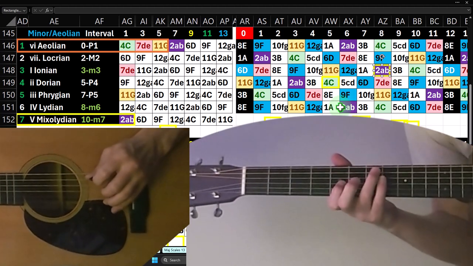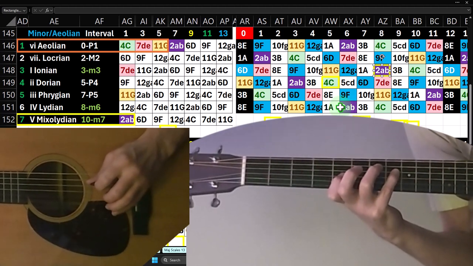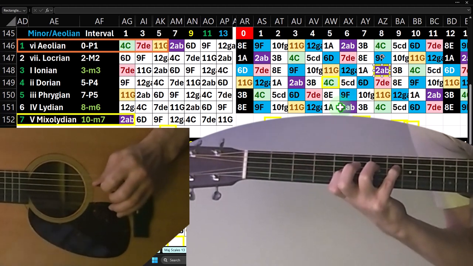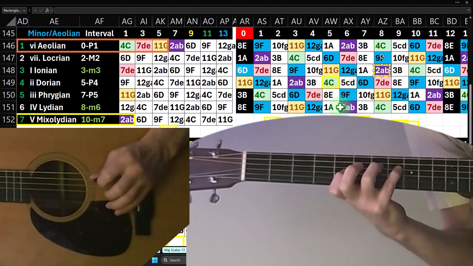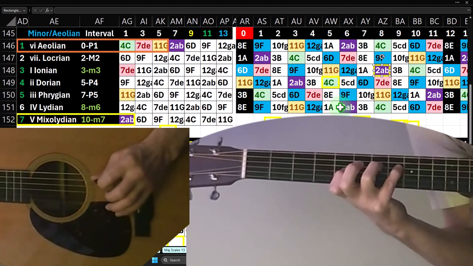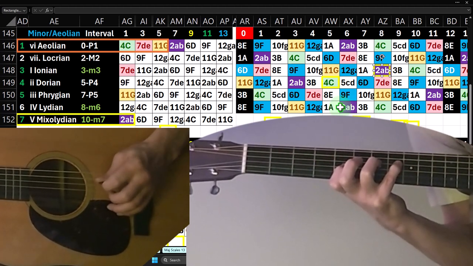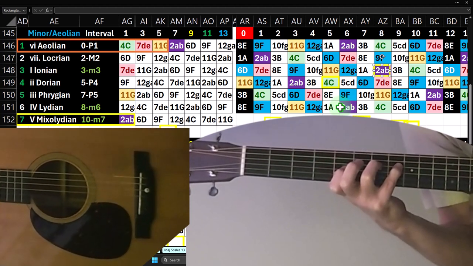So we have boom and boom. If I go top to bottom, that's going to be a 2 note away major second. Bottom to top, 10 note away minor seven.